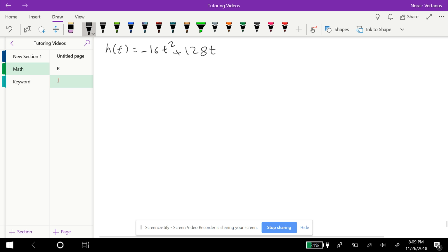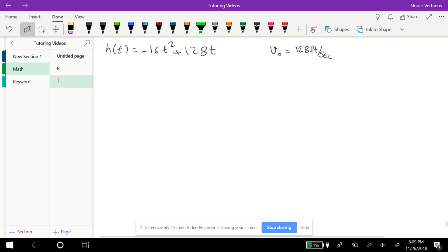So here's a question. If a toy rocket is launched vertically upward from ground level with an initial velocity of 128 feet per second, so we have an initial velocity of 128 feet per second. Then its height, h, after t seconds is given by the equation negative 16t squared plus 128t.